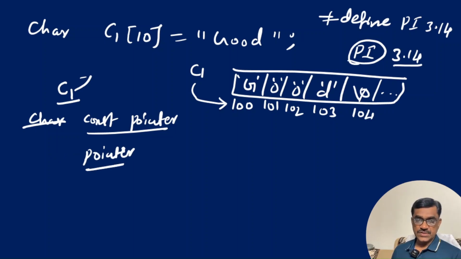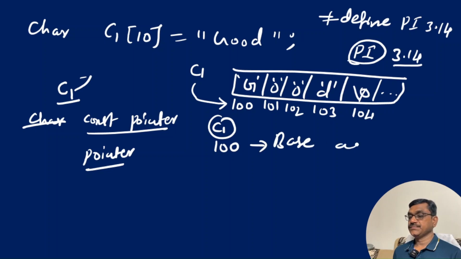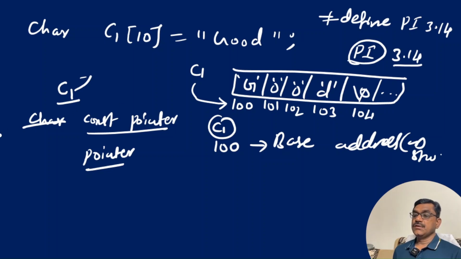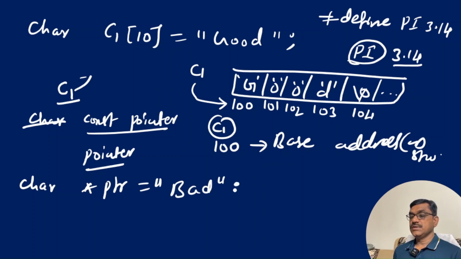I will give the exact difference. Now wherever we write C1, it represents the value 100 that we call the base address, or as I already said, the starting address. Now I'm taking a character pointer, char *ptr = "bad". This is another string literal. This is also a string literal. If you write "good" in char C1[10], C1 is the variable where it is going to be stored.